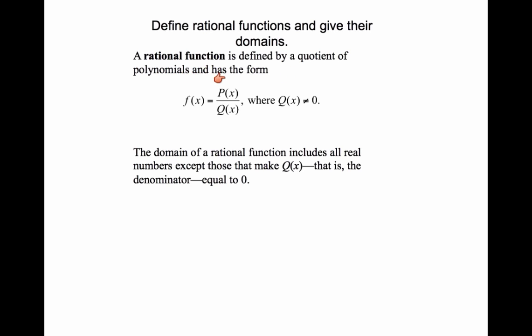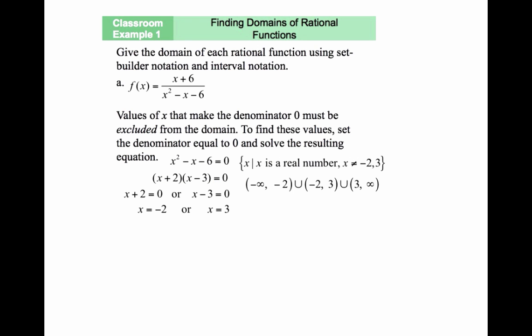A rational function is defined by a quotient of polynomials and has the form f of x equals p of x over q of x, where q of x cannot be equal to 0. The domain of a rational function includes all real numbers except those that make q of x, what we have in the bottom of the fraction, that is the denominator, equal to 0.